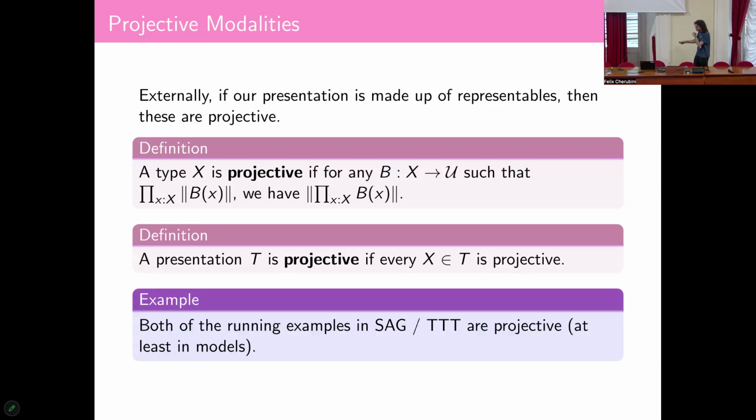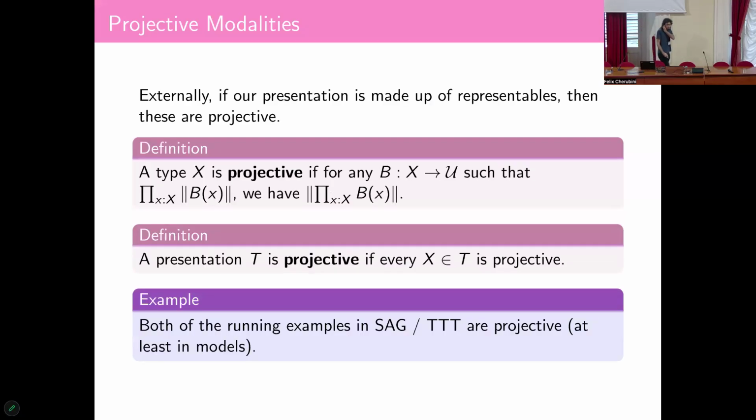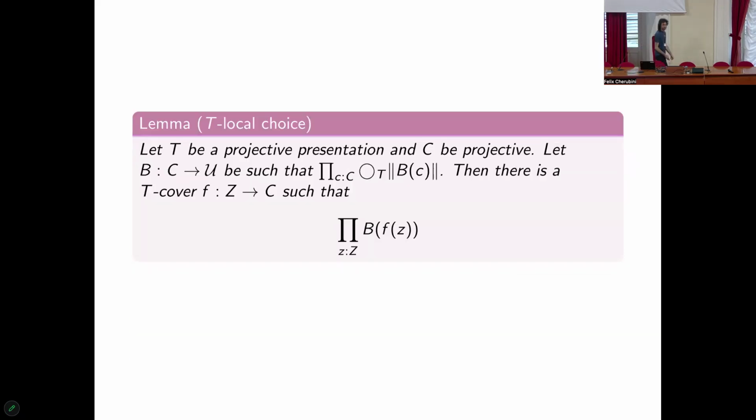Both of the running examples are projective, at least in models. The one in SAG really is, that's part of the axioms. Triangulated type theory doesn't have this axiom, but it's true in their intended models, so they could do this. Okay. So what's the point? Well, the point is that projectivity is a condition on these types, and it's going to descend to the sheaf universe, and this is going to be a very, very useful property.